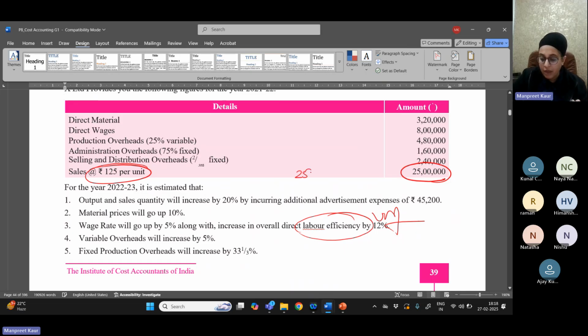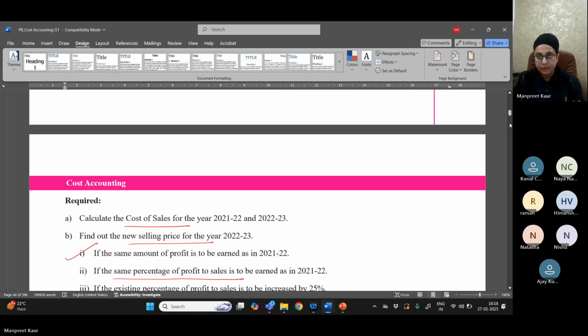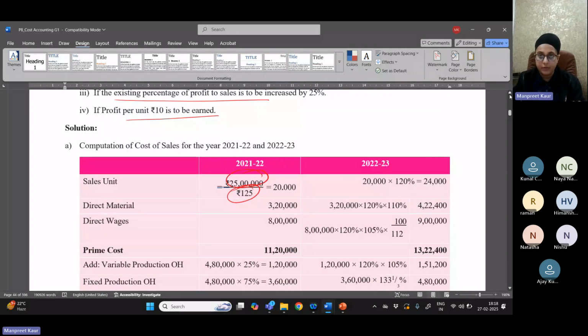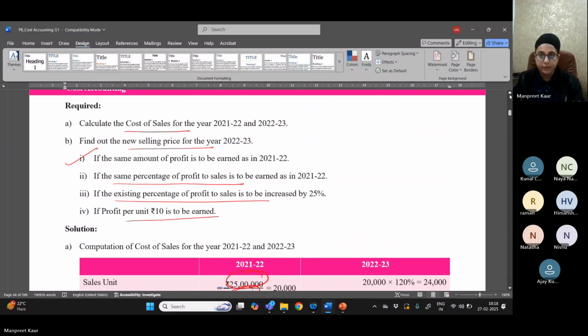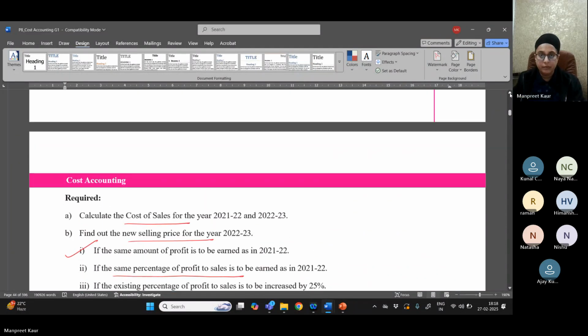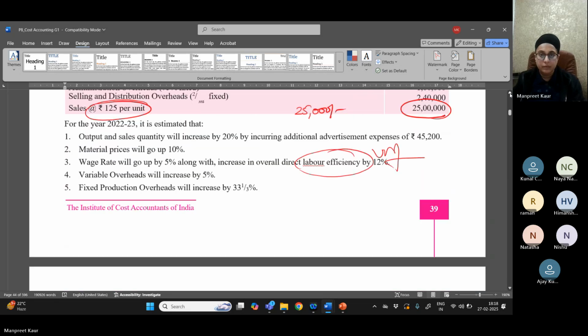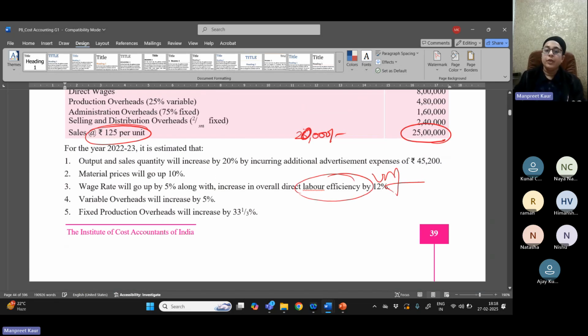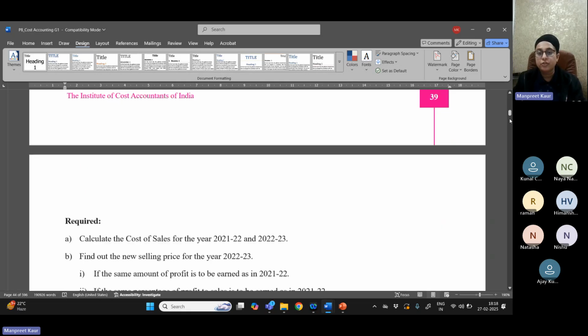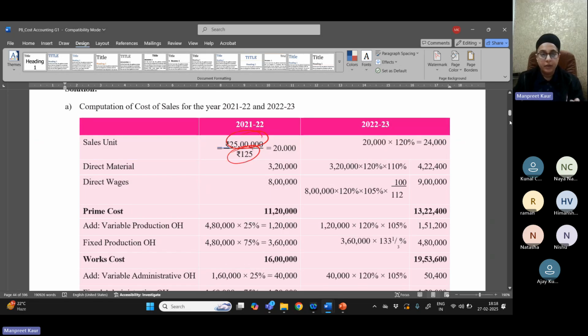Then 20,000, sorry, 20,000 is your units. With the help of these units, we will calculate the quantity. Material price will go up by 10%, wage rate and variable overhead increase by 5%, and fixed production overhead. Okay. Direct material is given 3,20,000.